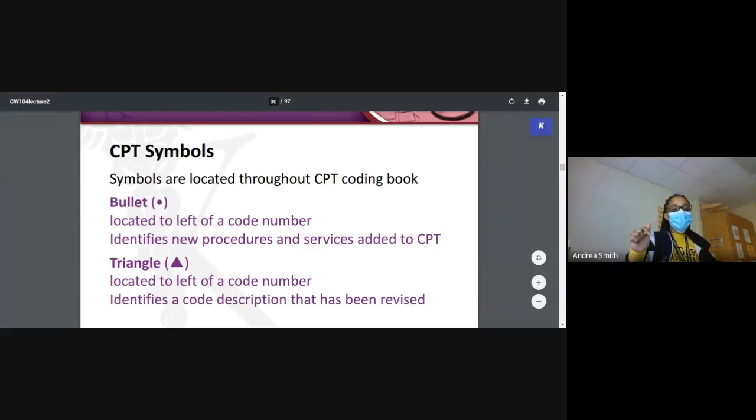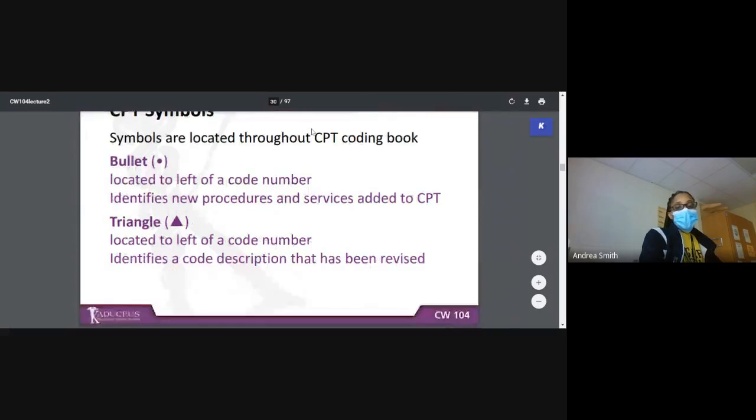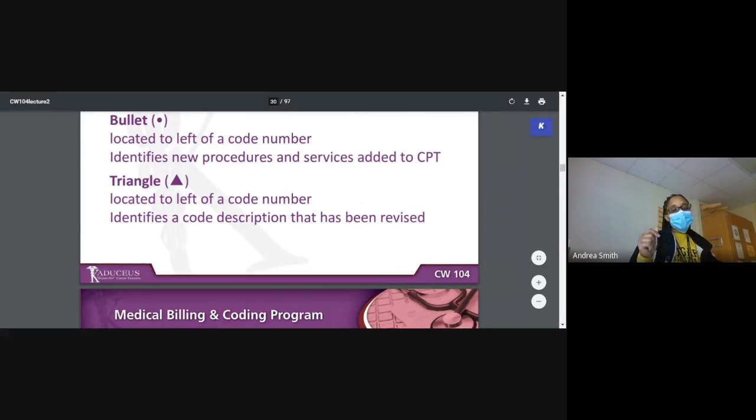Okay, so at the bottom of the pages where it says CPT symbols are located throughout the CPT coding book. At the very bottom, that's where they're located, and it tells you exactly what they're used for. So the bullet is located to the left of a number, and it identifies a new procedure and service added to the CPT book. A triangle located to the left of the code number identifies a code description that has been revised.